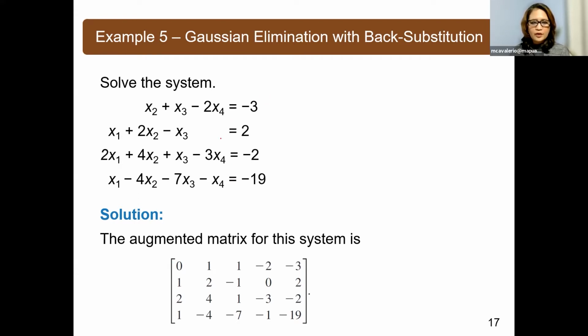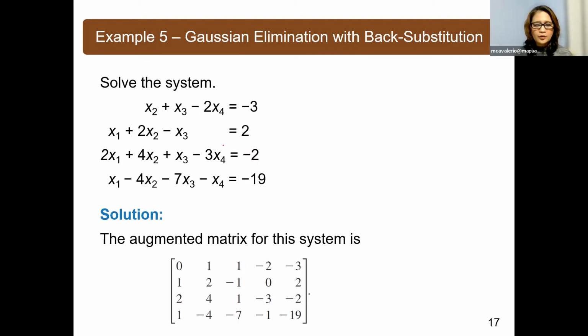And then you also have here your 1, 2, 4, and negative 4. For your third column, you have 1, negative 1, 1, and negative 7. And then you have negative 2, 0, negative 3, and negative 1. And finally, the last column being the constant terms.